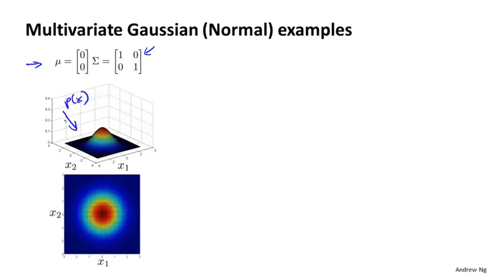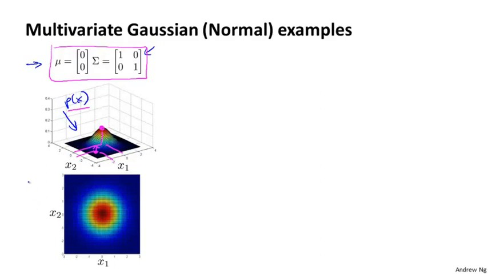And what I'm showing in this figure is, for a specific value of x1 and for a specific value of x2, the height of this surface gives the value of p of x. So with this setting of the parameters, p of x is highest when x1 and x2 equal 0. So that's the peak of this Gaussian distribution. And the probability falls off with this two-dimensional bell-shaped surface.